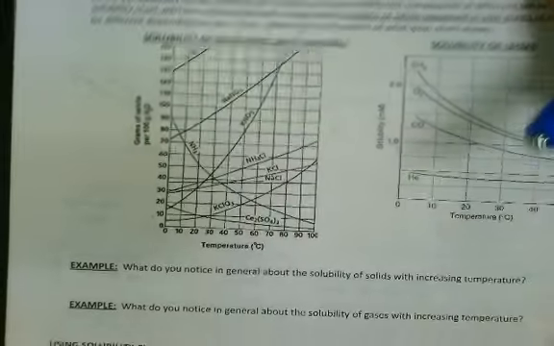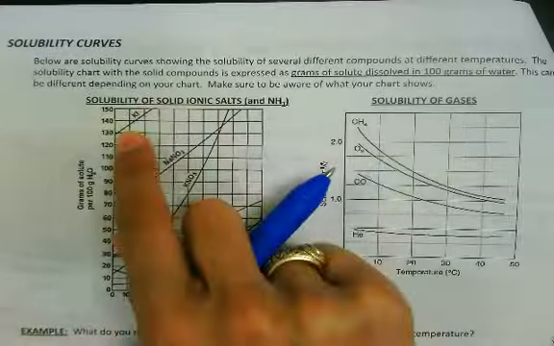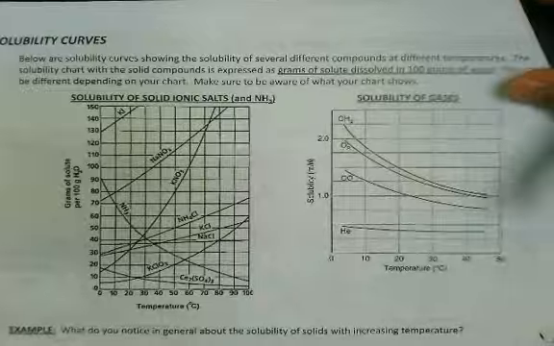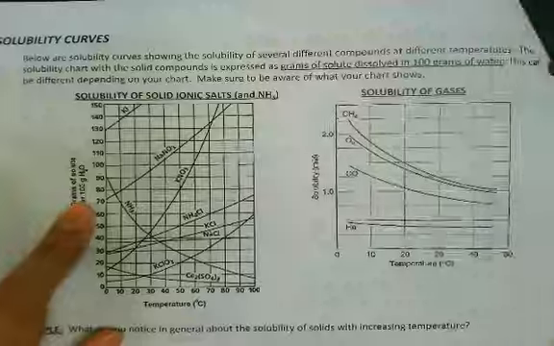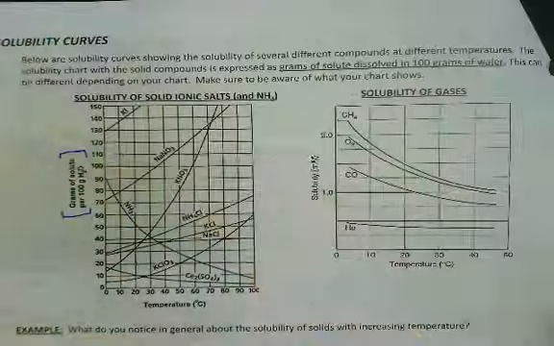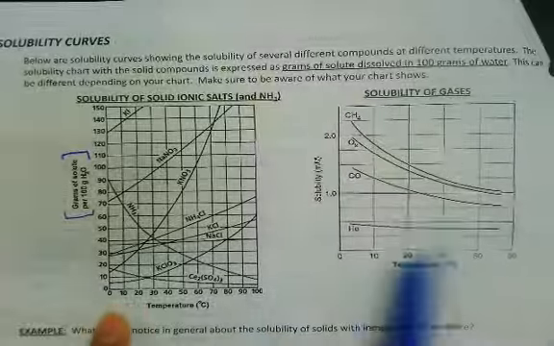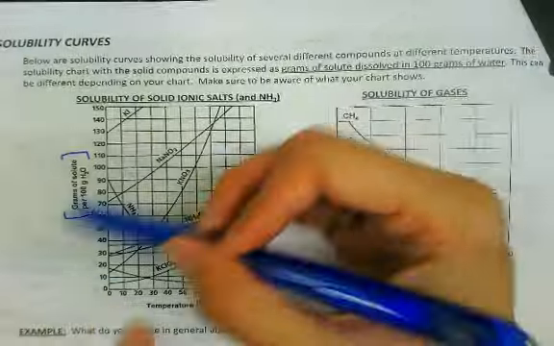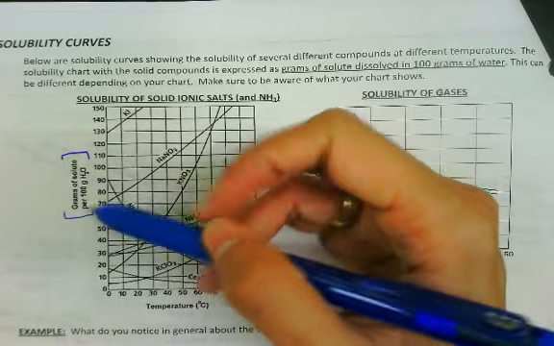We can talk about solubility curves. So here are solubility curves. This one is showing the solubility of solid ionic salts, and this one is showing the solubility of gases, okay? I want you to notice this y-axis here. We have an x-axis of temperature, okay? So as we go more right, we're increasing our temperature. And then your y-axis is your solubility. So here we have grams of solute per 100 grams of water.